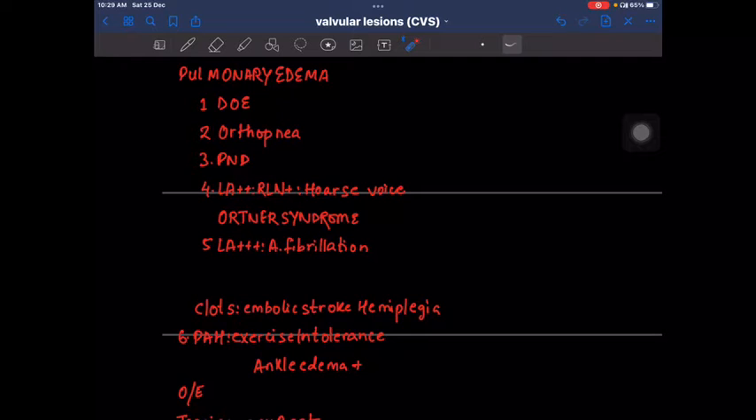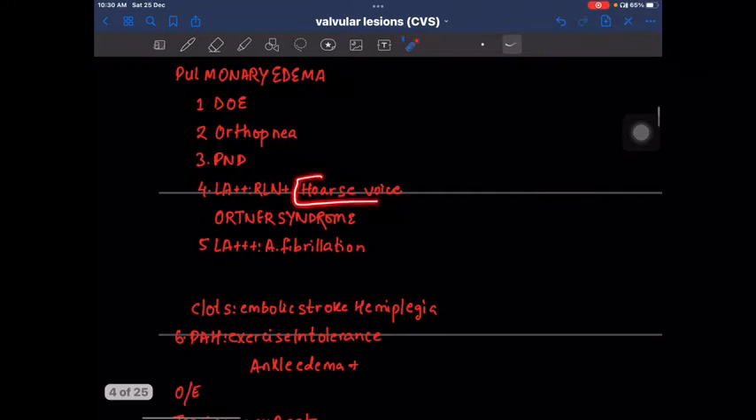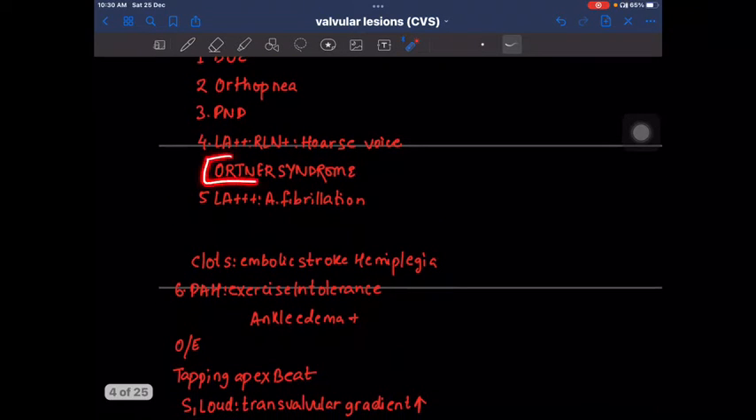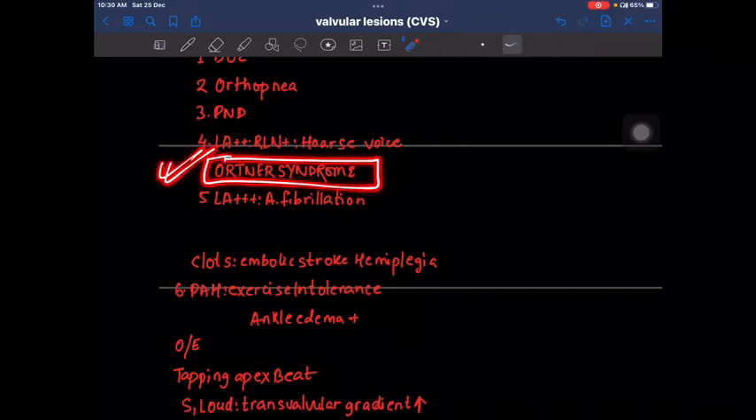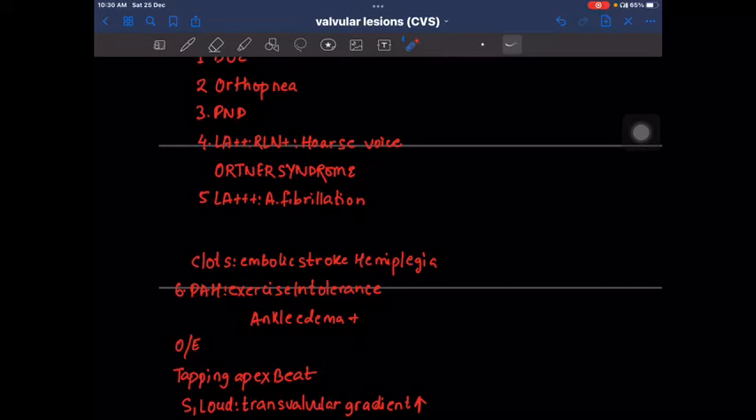This left atrial enlargement can sometimes compress the recurrent laryngeal nerve. It will lead to a hoarse voice. This is very peculiar and it can be asked. This is called Ortner syndrome. Please remember this. Not very commonly asked, but it can be asked. As you can see, the levels are increasing day by day. The competition is increasing, so you have to incorporate these kinds of points in your understanding of a topic.